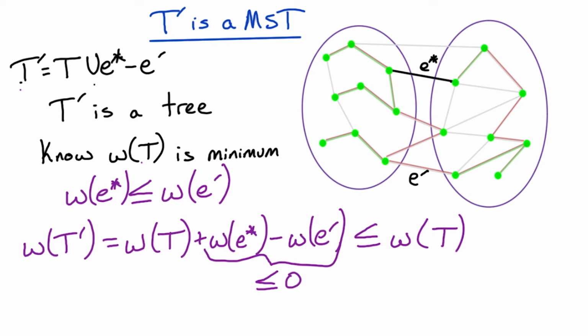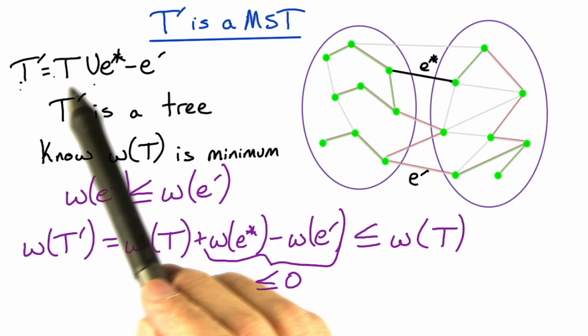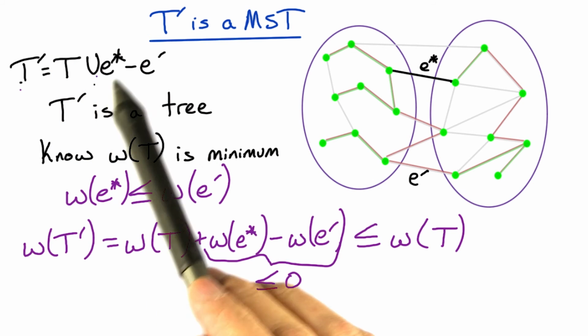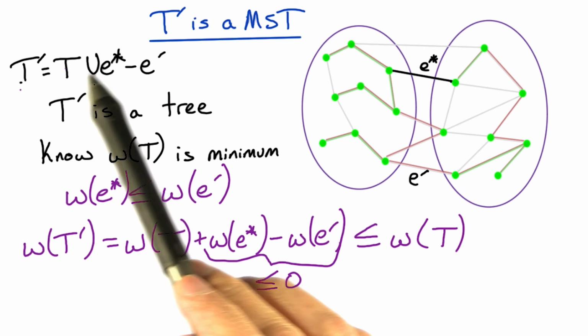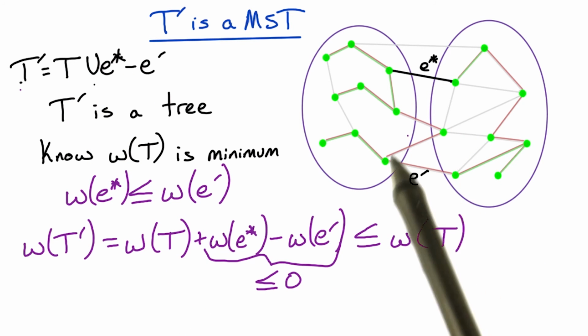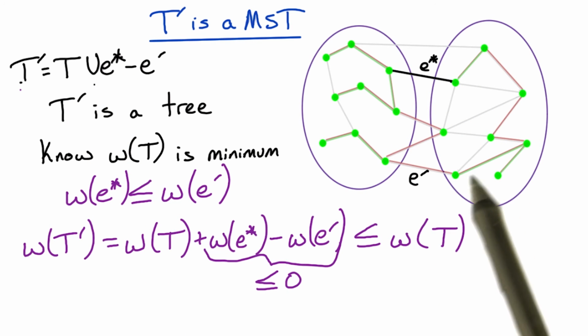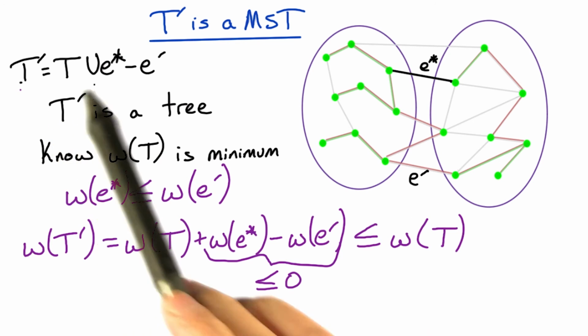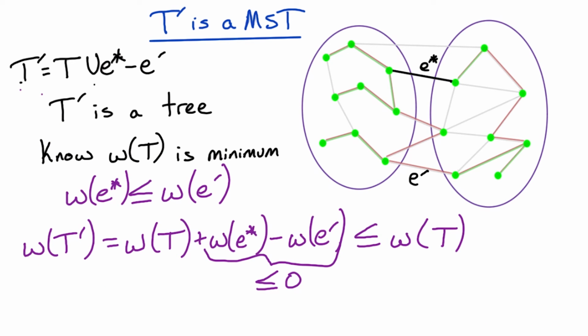Now, the key idea that I want to stress is that I can take a tree T, and I add an edge into that tree. So I take T union E star. That creates a cycle. Now I can remove any edge of that cycle, and I get a new tree, T prime. Now that's the idea that I want you to get from the proof of the cut property.